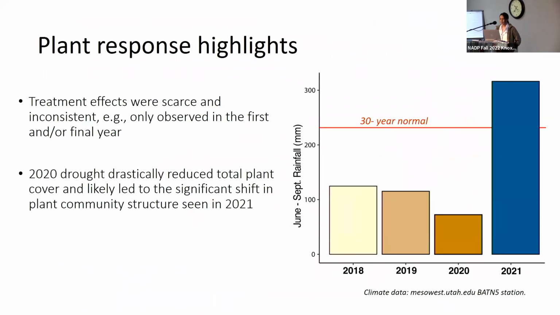So our highlights for plant responses: treatment effects were scarce and inconsistent, and we only observed responses during the first or the final year. And the 2020 drought likely drastically reduced total plant cover and likely led to the significant shift in plant community structure, where we saw a ton of annuals pop up.